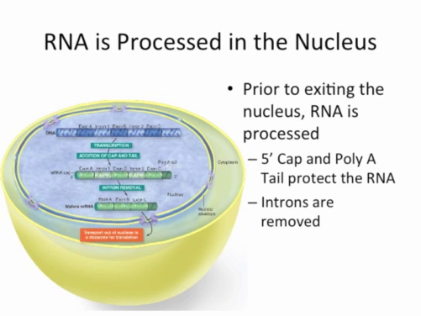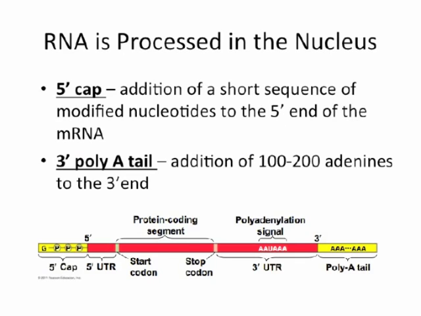So the cap and the tail are mainly to protect the RNA. Introns have kind of an odd and not really well understood reasoning for them, and we'll get into that in a minute. So, the 5' cap and the poly A tail. The 5' cap is just an addition of a very short sequence of modified nucleotides to the 5' end of the RNA. The poly A tail is an addition of 100 to 200 adenines to the 3' end.